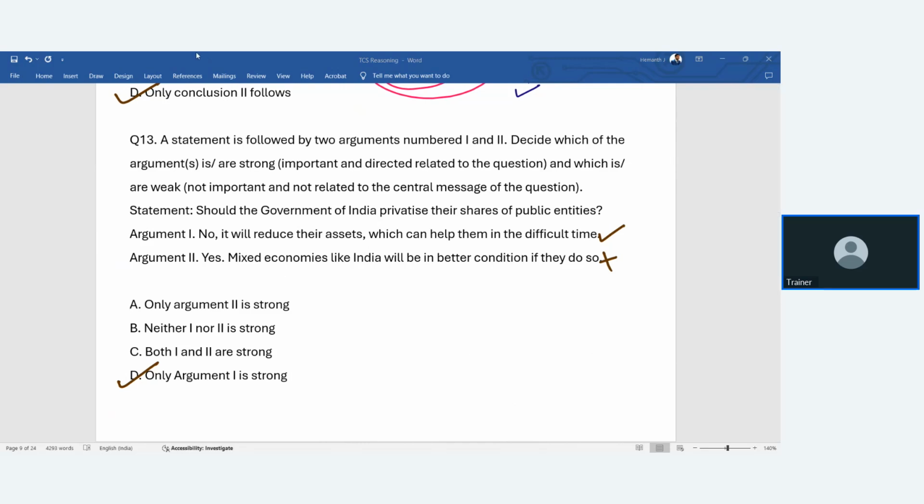For these statements and arguments, go with what comes to your mind at first glance. After seeing the answers, you may think that this is also correct, this is also correct. So don't do that. You can directly go with what comes to your mind first, which gives importance to the question and gives the specific reason in that argument, so that we can find it correct.